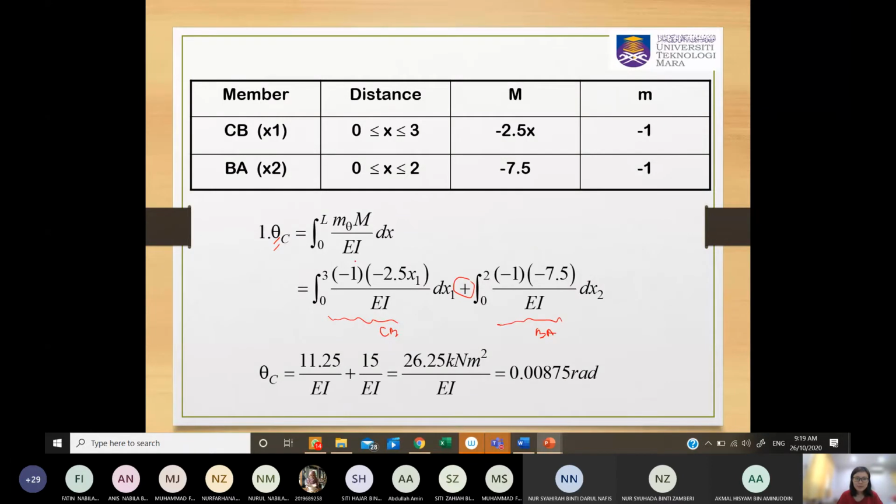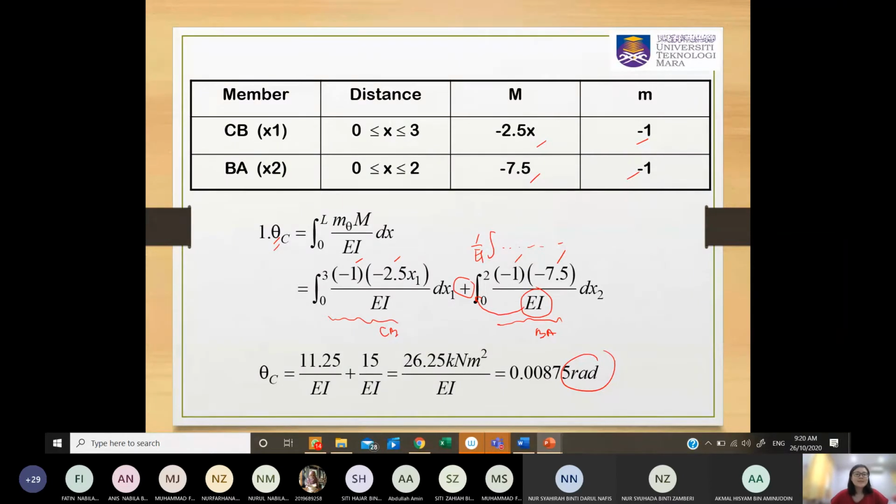Okay, you can put in the details. This is -1, negative 2.5x. This is -1, this is negative 7.5. And this EI, if you think that you do not want to put into your calculation of integration, you can put outside: 1 over EI and integration of so on. And then the units is in radian.